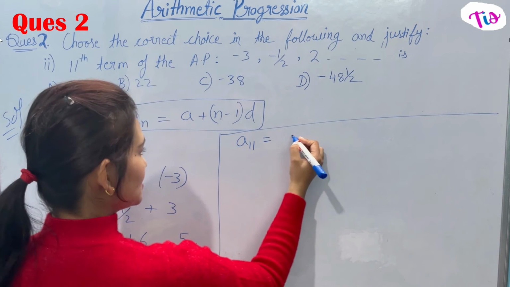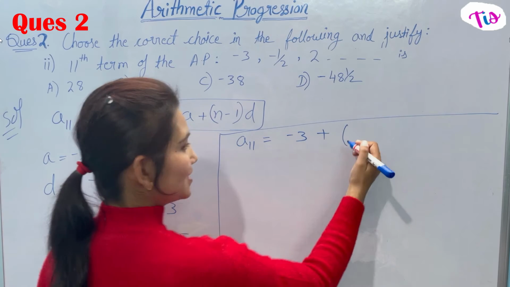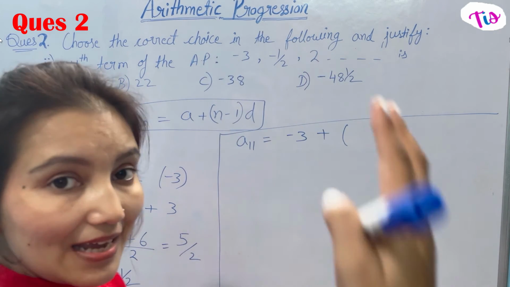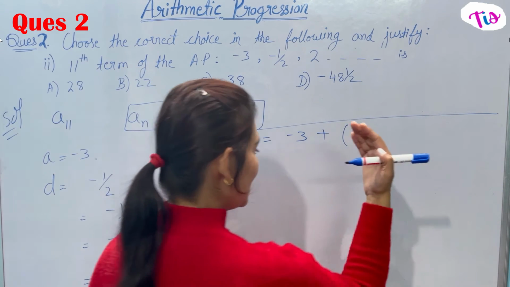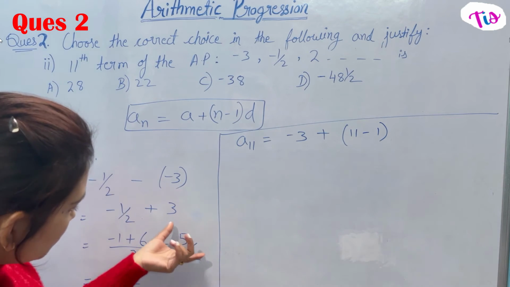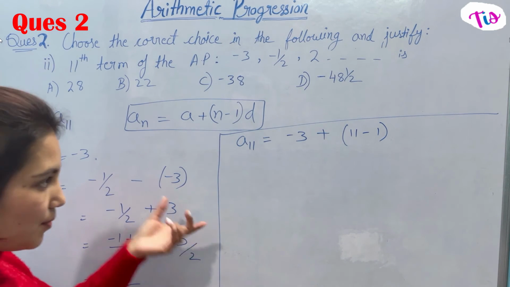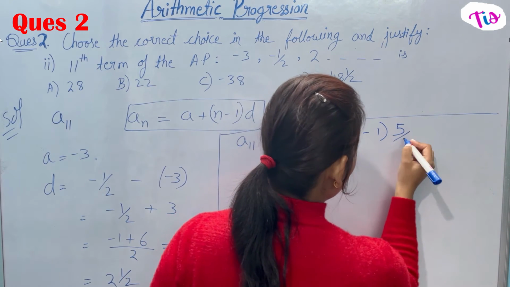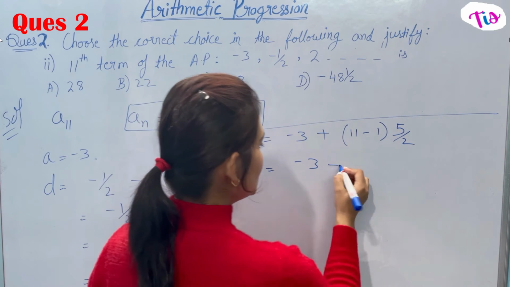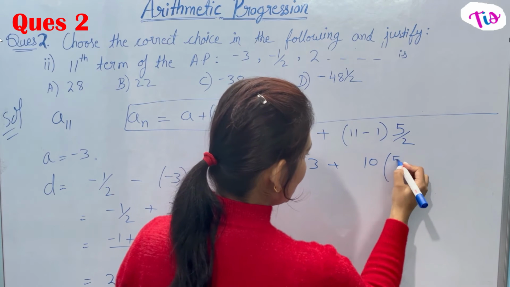So a here is -3 plus n minus 1. So n here, we need to find out A11. Okay, so if you're finding A11, 11th term, so what will be n? n is 11 minus 1 into d, and we just found d here. So d is 5 upon 2. Let's write it down, 5 upon 2. So this is -3 plus 11 minus 1 is 10. Okay, 10, 5 upon 2.